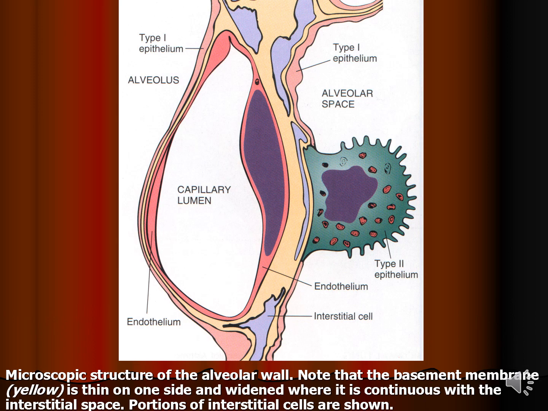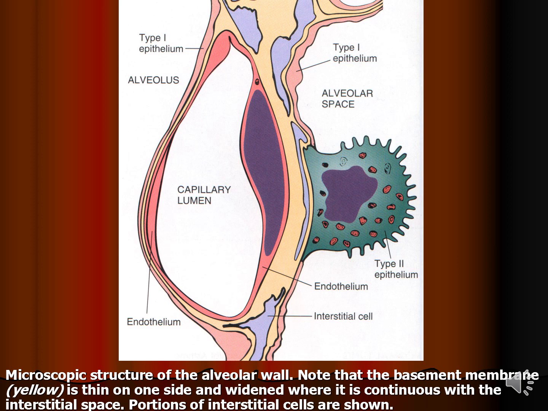Here you see the picture describing the microscopic structure of the alveolar wall. Note that the basement membrane, which is yellow here, is thin on one side and widened where it is continuous with the interstitial space, like here. Portions of the interstitial cells are shown. So you see here the capillary and capillary lumen.